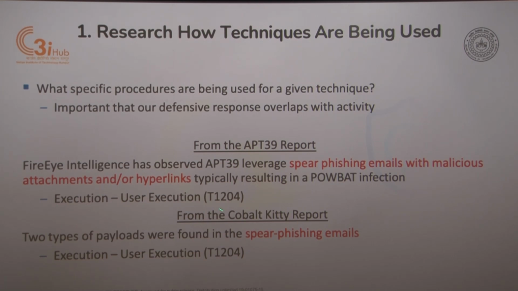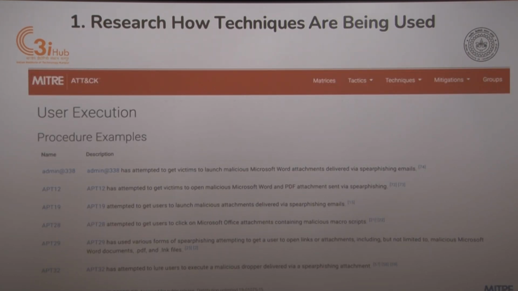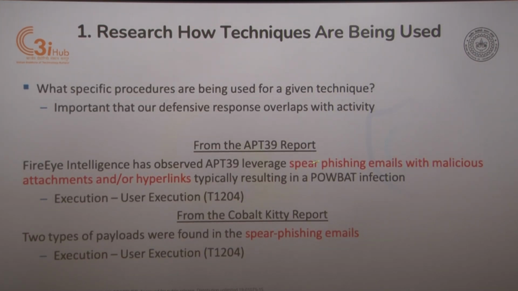to execute. In the Cobalt Kitty report, we saw that 2 types of payloads were found in the spear phishing email. Again, there is a spear phishing email which has been executed by the victim, which leads to user execution. Once we understand that, we will now see user execution in the MITRE ATT&CK knowledge base. It will give us an idea of how it is being used all over the world. So this was for the specific case we are investigating.